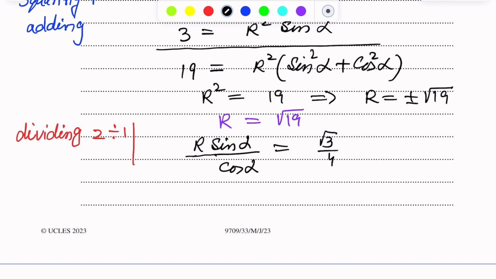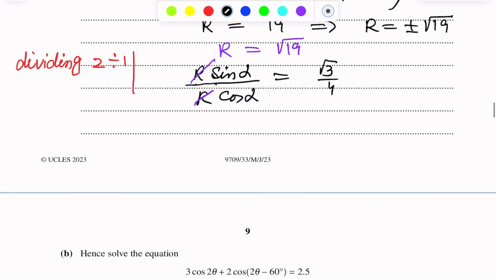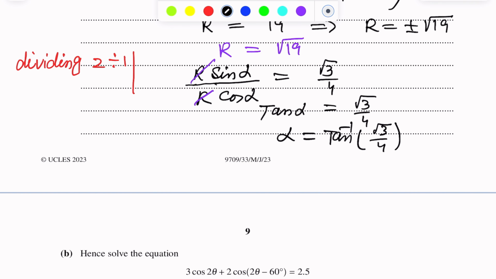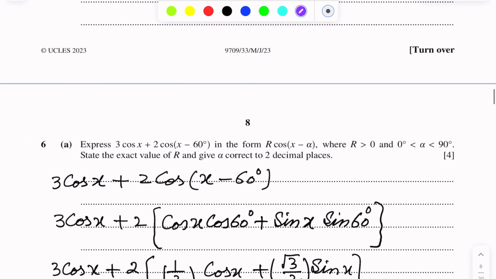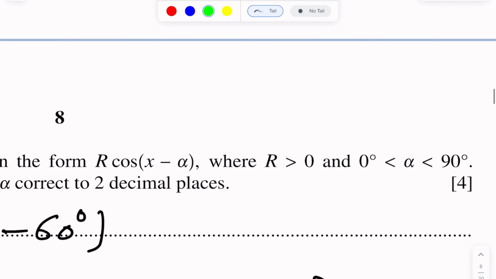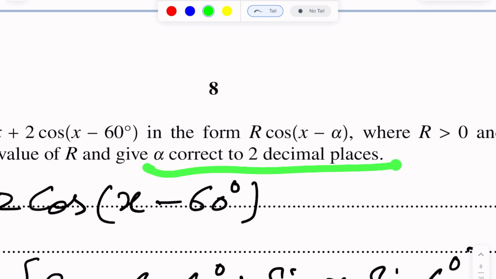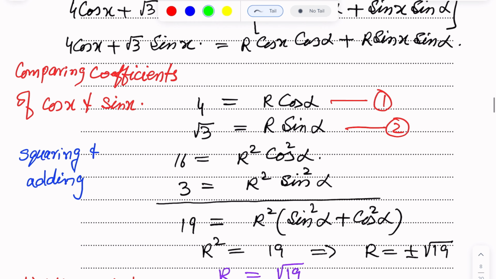r sin alpha over r cos alpha. The r cancels out, and we get tan alpha is equal to root 3 over 4. From here, alpha is equal to tan inverse root 3 over 4. Finally, we have to give the answer for alpha correct to two decimal places.